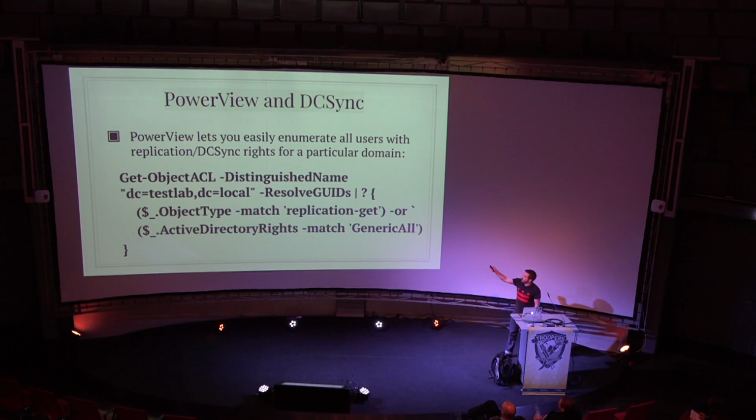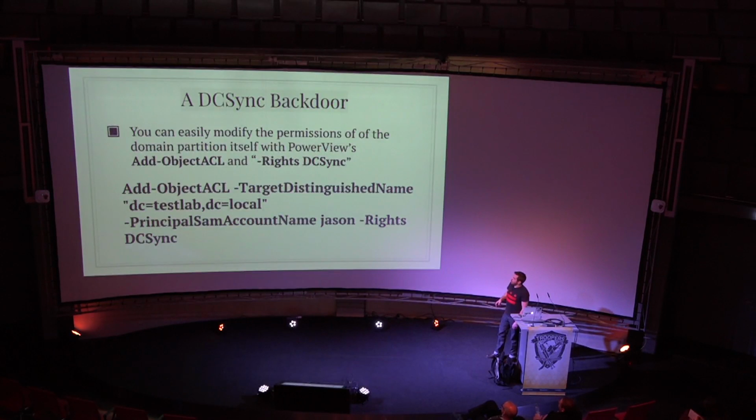PowerView lets you easily enumerate any users or objects that have these DCSync replication rights. It's a bit of a nasty one-liner, but that's why the slides are there for reference. What's even better is you can modify these permissions super easily with a couple of flags. With this one line, you specify the target distinguished name, the DN of whatever domain you're going after, then the user you want to have the backdoor, and -Rights DCSync. This adds a DCSync backdoor for that particular user in the domain that probably won't be found.